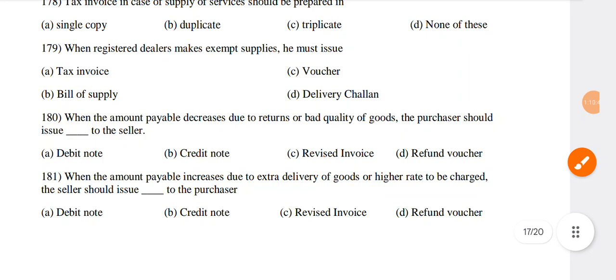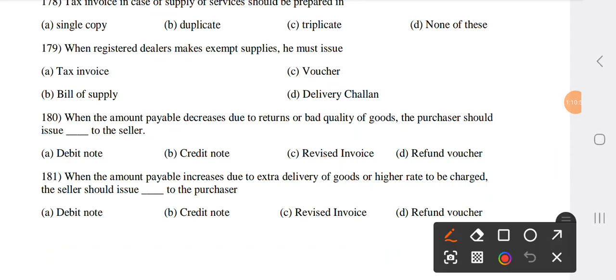Next question. When registered dealers make exempt supply, he must issue option A, tax invoice; B, bill of supply; C, voucher; and D, delivery challan. And the correct option is B.